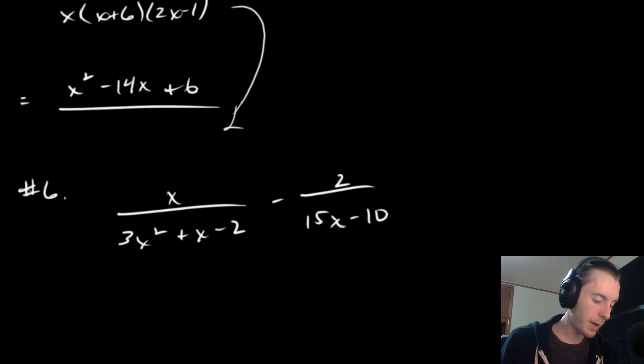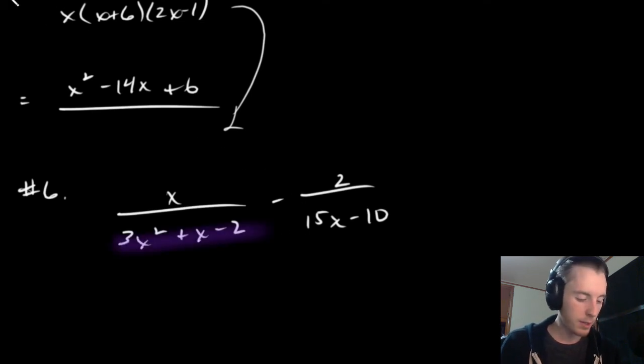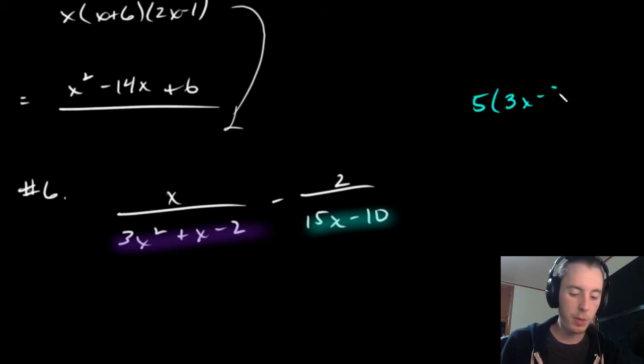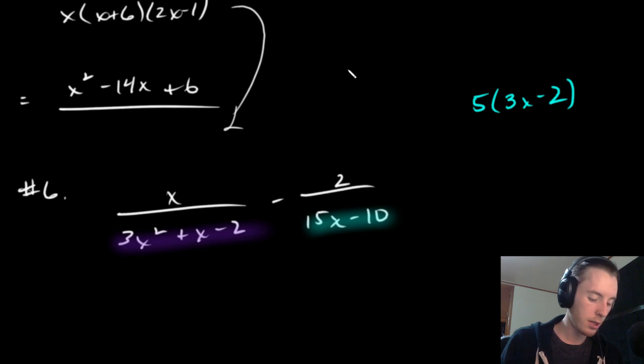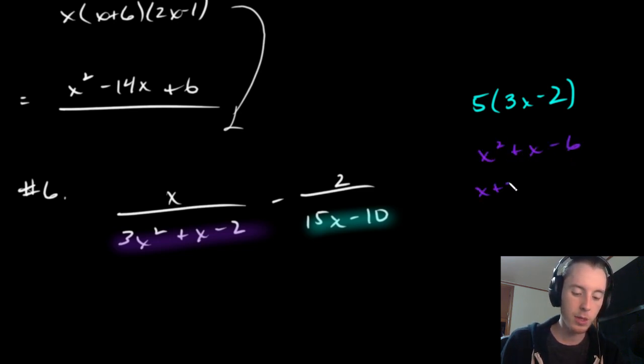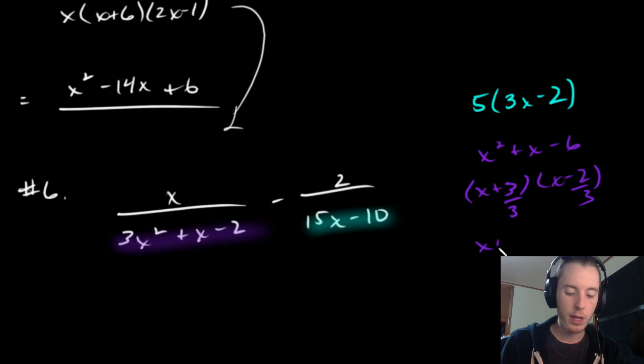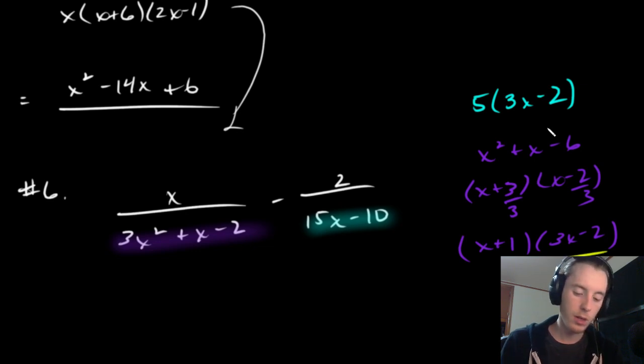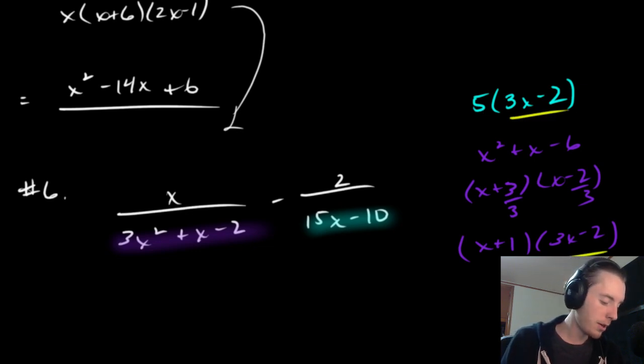Okay, so factoring pieces. That can factor and this can factor. So let's do those. 5 and then 3x minus 2 and then slide and divide. x squared plus x minus 6, x plus 3, x minus 2, divide by 3. x plus 1 and 3x minus 2. Luckily for us, the 3x minus 2s are common.